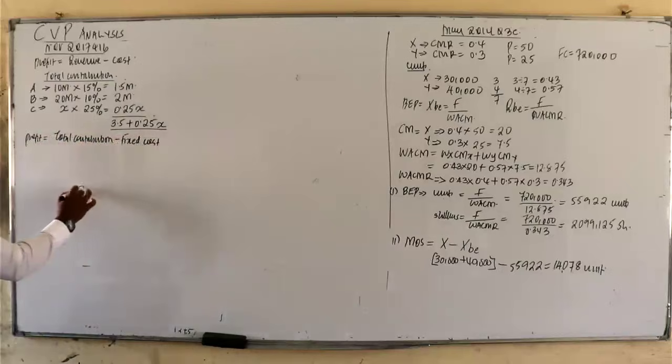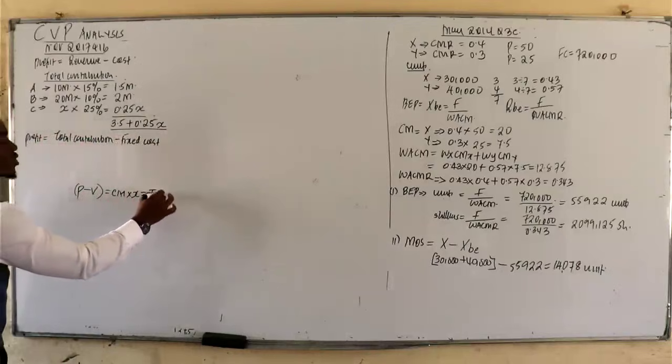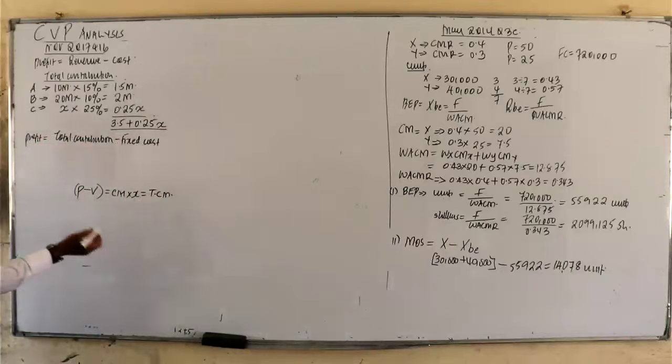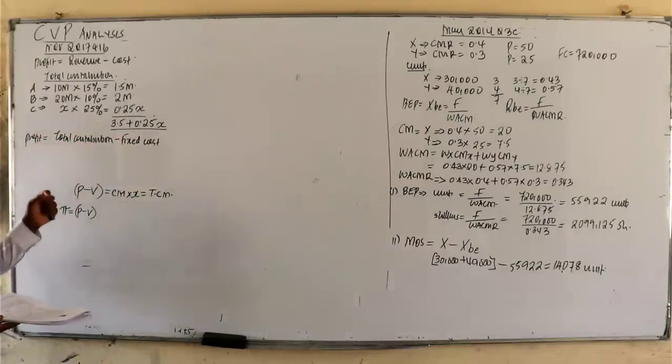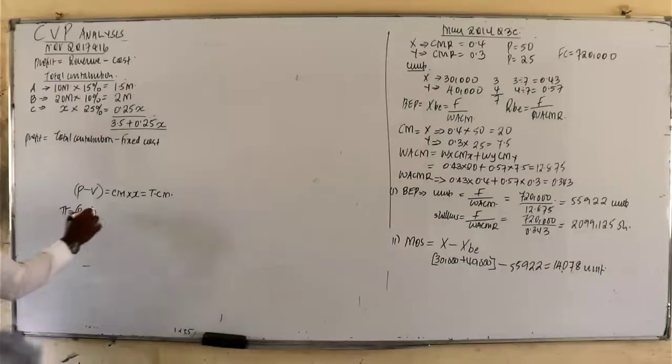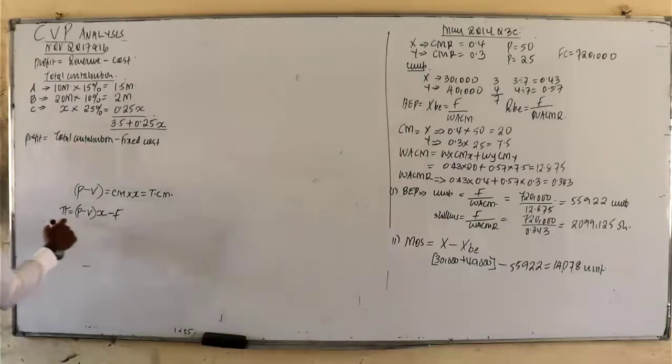If you take the selling price minus variable cost, what we get is the contribution margin per unit. If you multiply by the number of units, that's how you get the total contribution. So therefore, to get the profit, you take the selling price minus variable cost to get the contribution margin per unit, then multiply by the number of units to get the total contribution. And then we minus the fixed cost to get the profit. We have the profit and our target profit.